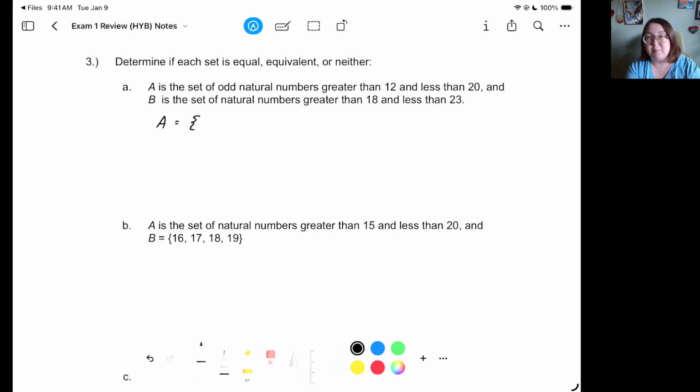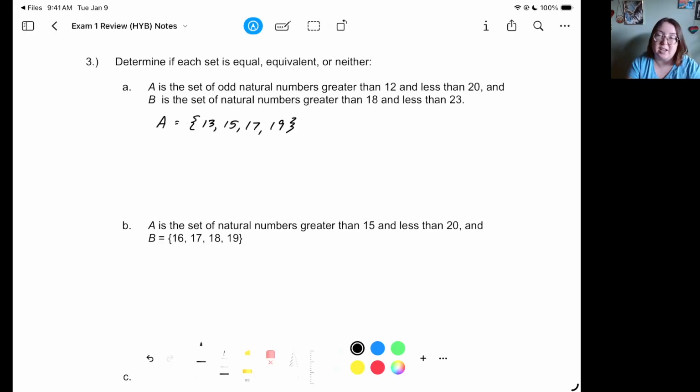But the next number would be 13, and 13 is odd. Then our next odd number would be 15. Then 17. Then 19. And our next odd number would be 21. But we were told that the set has to be less than 20, so that means the set is done. So our set A is the numbers 13, 15, 17, and 19.